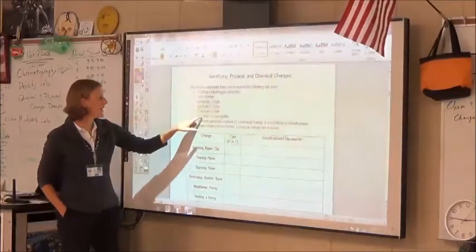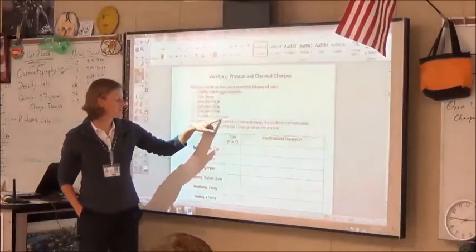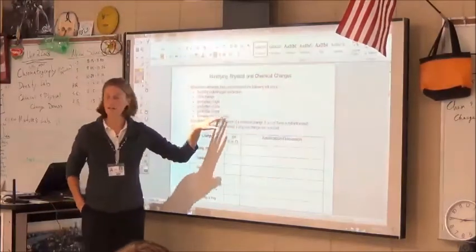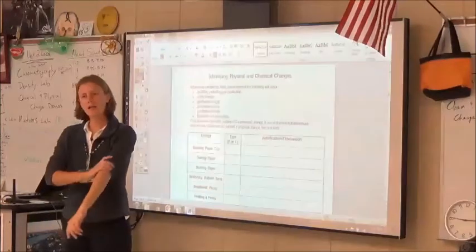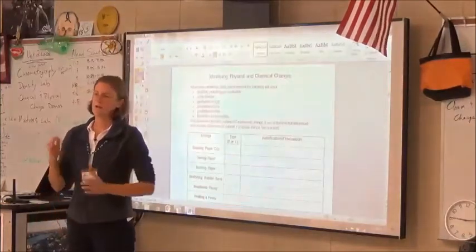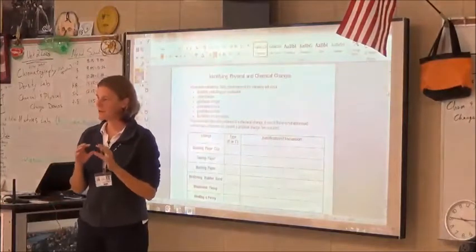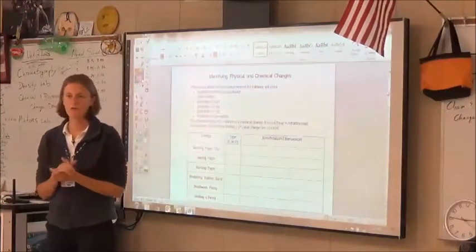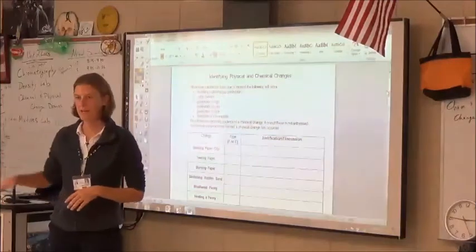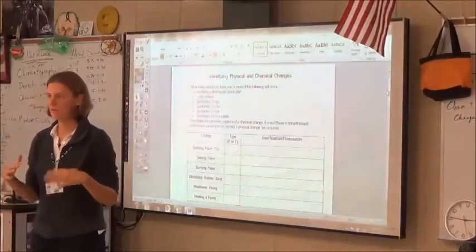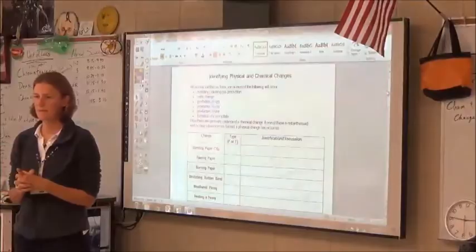Something's burning. And formation of a precipitate, which is kind of a neat thing, is when you have two liquids and you mix them together and they combine to make a solid. Now you can't always tell right off the bat, but it's little solid powdery particles floating around in the liquid, and that's called a precipitate. Don't confuse it with rain, not precipitation, but two liquids that make a solid is a precipitate.